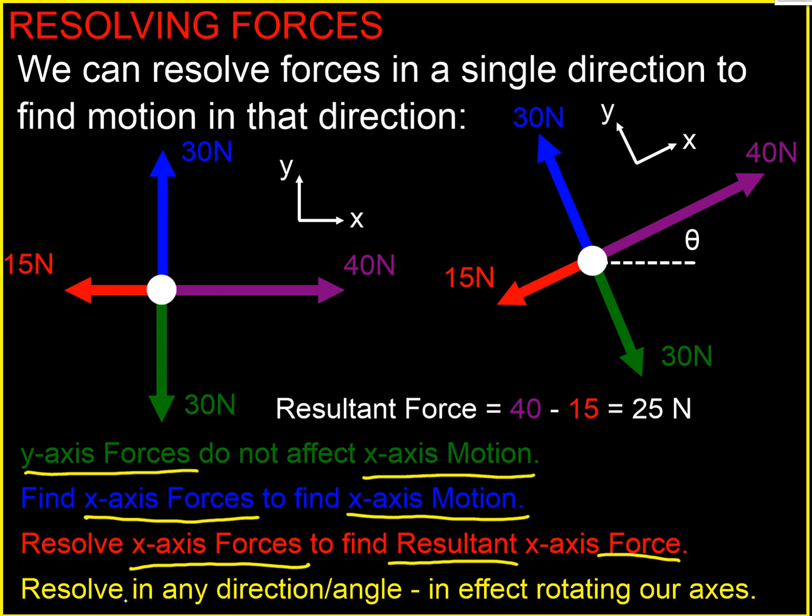And in practice it's best to resolve at any angle or direction that's simple to do it, like in this case over here, and we can effectively do that by thinking about rotating our axes. That's basically what we're doing. We're going to do it in our most simple way to find our resultant force, so we can put it into F equals ma, Newton's second law, and then we can find what our acceleration is. So there you go, that's the first concept. In the next part I'm going to show you some examples.